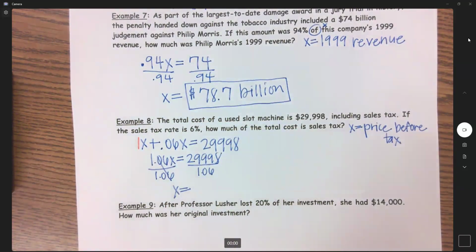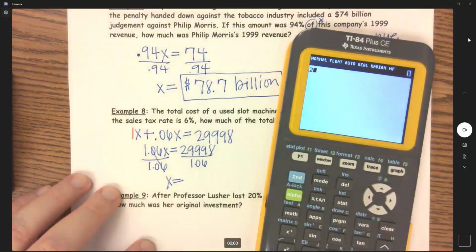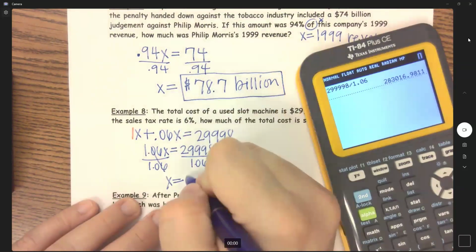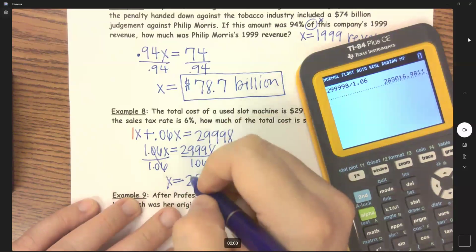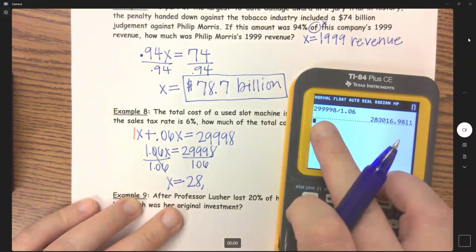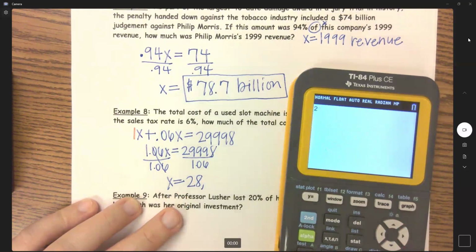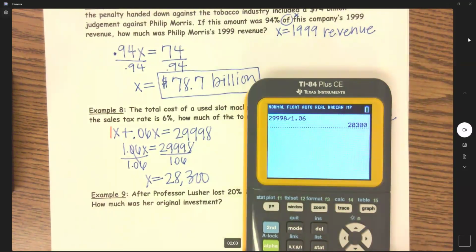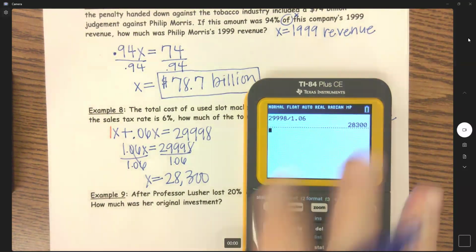We get x equals, because we're talking about money, we'll go to 2 decimal places. And I get 28,000. Oops, wait. I added an extra 9 there. There we go. 28,300. This actually comes out evenly. That's nice. Okay. Now make sure you read the question and answer what it is asking.